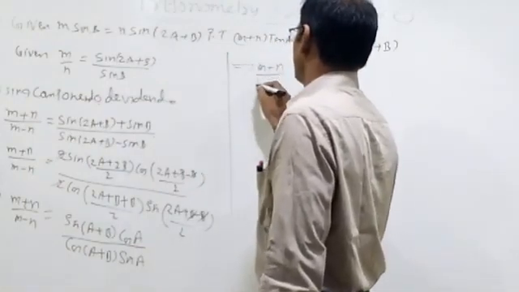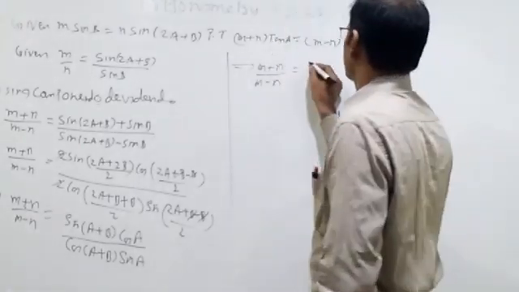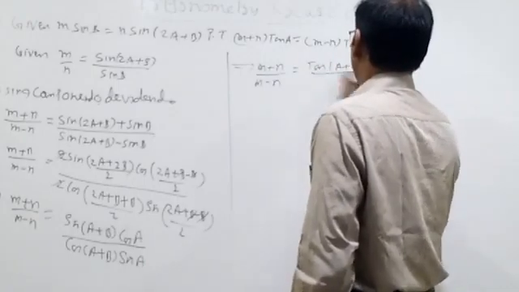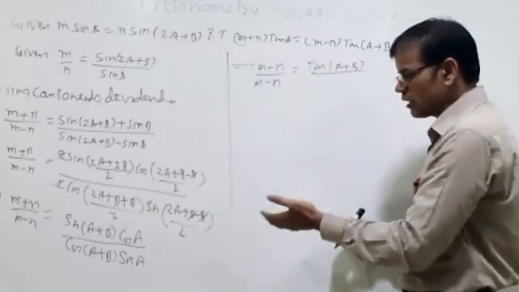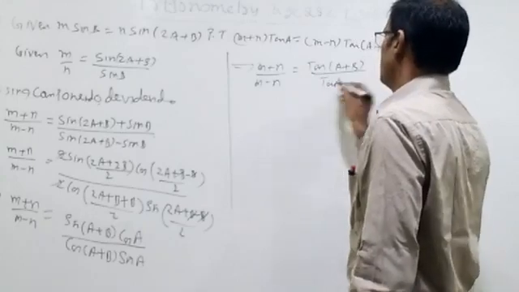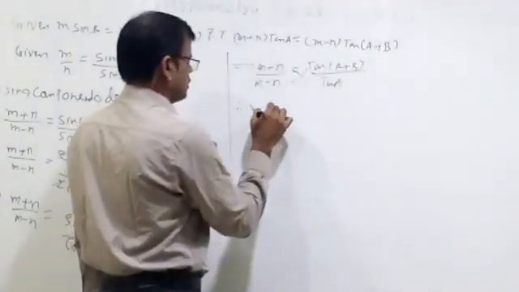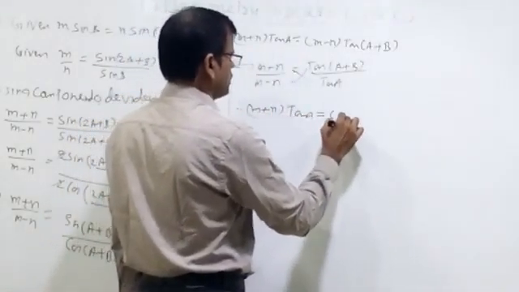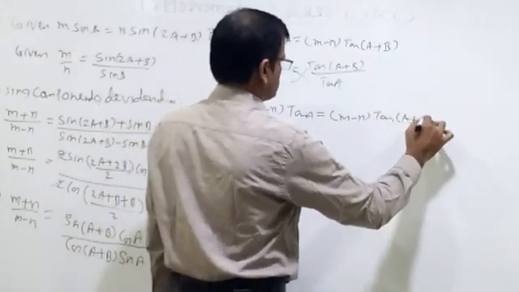(m plus n) by (m minus n) becomes sin by cos, becoming tan. Tan of a plus b by, you can write, sin a by cos a by sin a becomes cot a. If sin a is taken under, you can write here tan a. By taking cross multiplication, you can write here this is (m plus n) into tan a. (m plus n) into tan a is equal to (m minus n) into tan of (a plus b).